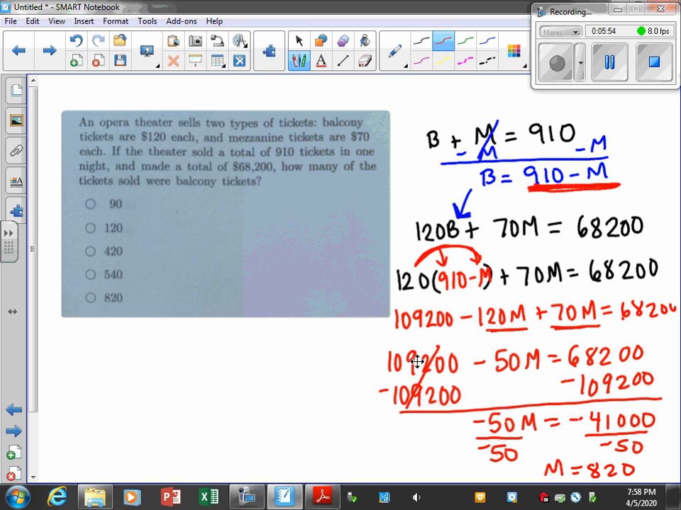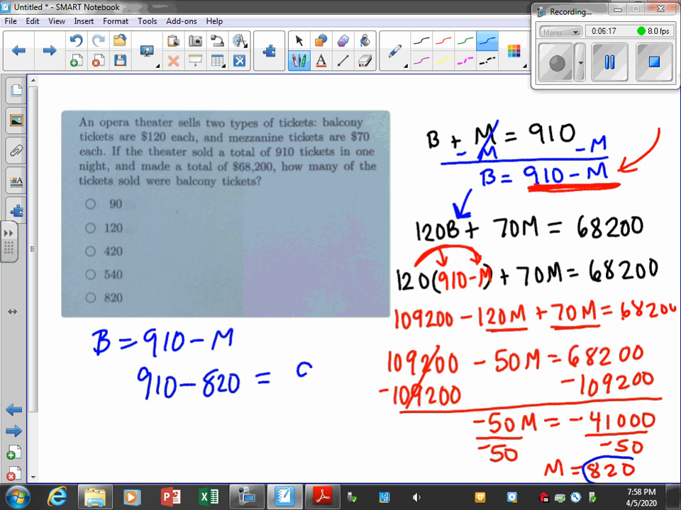Well, the question is how many are balcony tickets? Well, then we come back up here and plug that in. So balcony is equal to 910 minus M, and we know what M is now. So 910, and we said M was 820. So 910 minus 820 is going to be 90. So 90 are balcony tickets. So in this particular one, you have to set up two equations and use the substitution method.